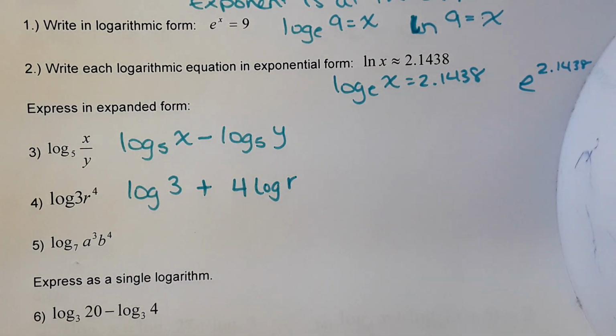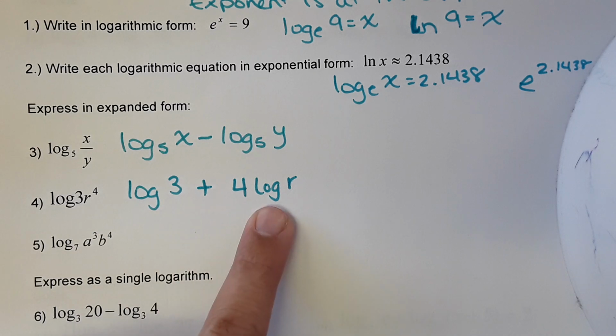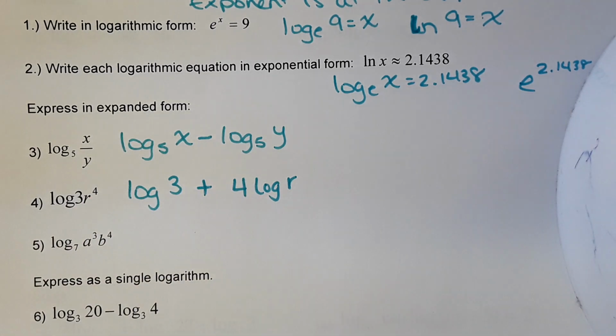You just have to memorize that? Yeah, by the second page, you'll be fine. So yeah, because it was multiplication, we added, and then the exponent just went out in front.